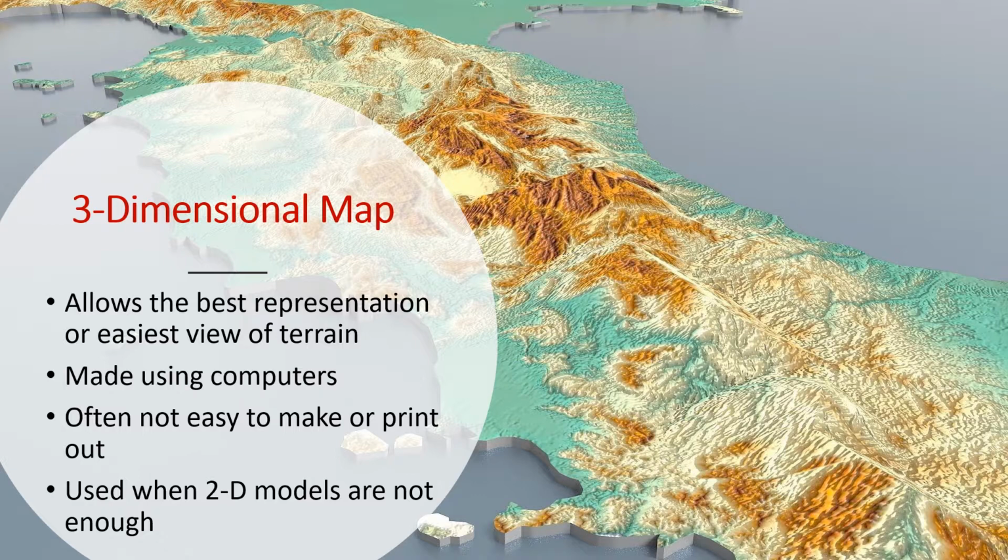There's also three-dimensional maps. These allow probably the absolute best representation or the easiest view of the terrain, and they're made using computers. They're not easy to print out though, so it's very hard to actually get these to people unless you're on a computer. So these ones are really great, but they don't travel well. They're not good if you need them in the field.